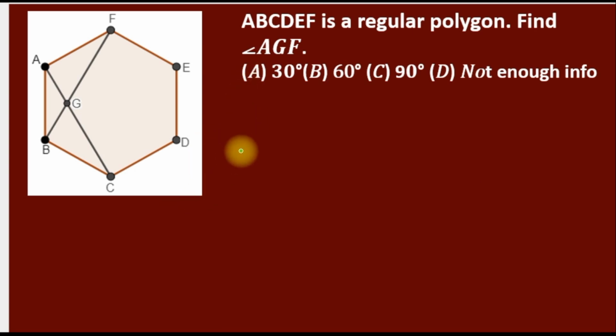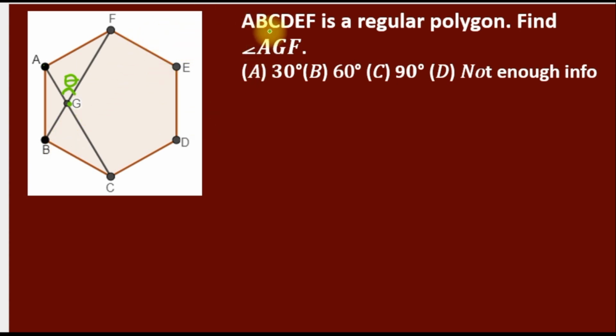they said A, B, C, D, E, F is a regular polygon. We're asked to find angle AGF. So if you are looking for an angle, this angle is meant for the middle letter, AGF. So we're looking for the middle angle. So where is A, where is G, where is F? So we're looking for this. So let's call it theta.